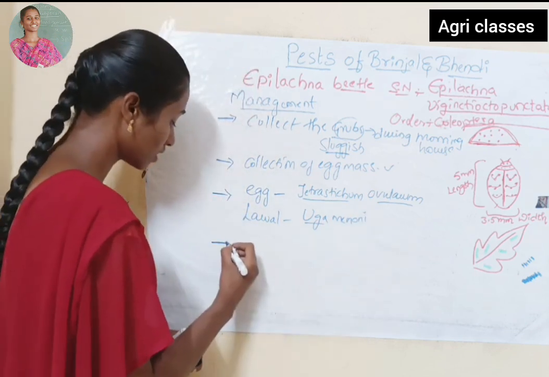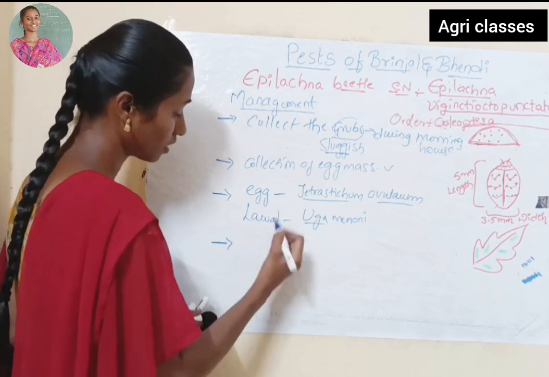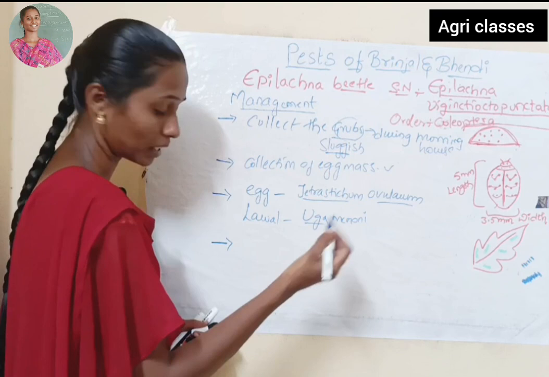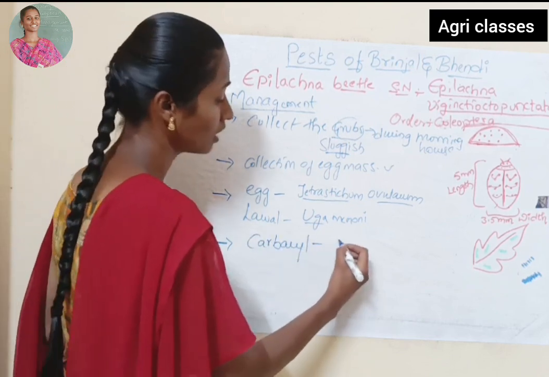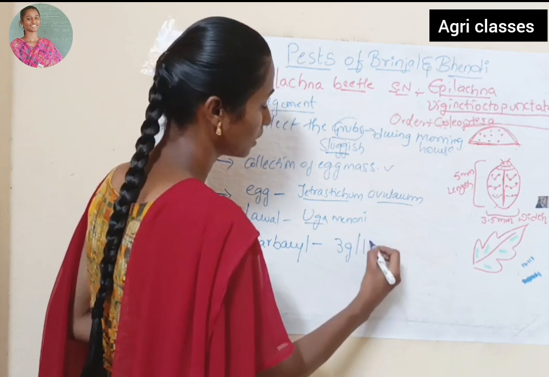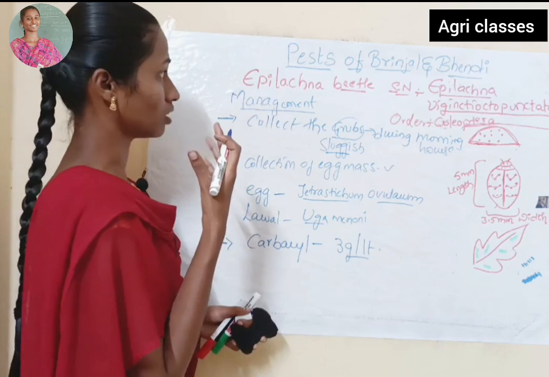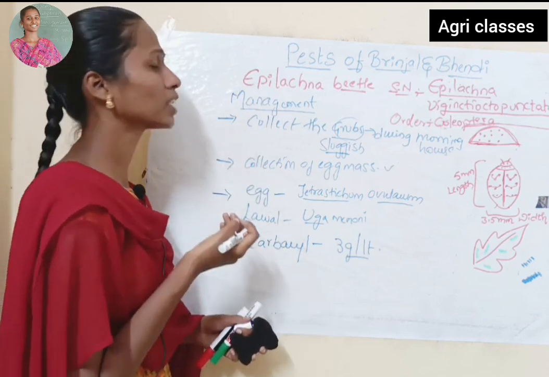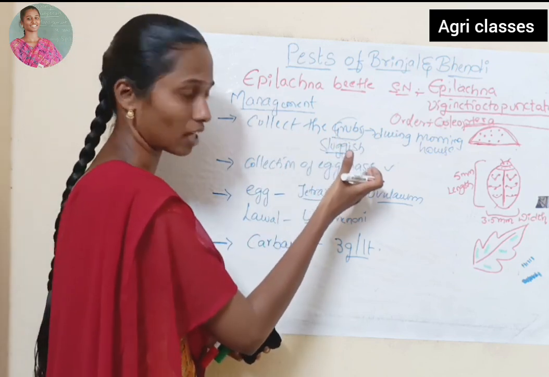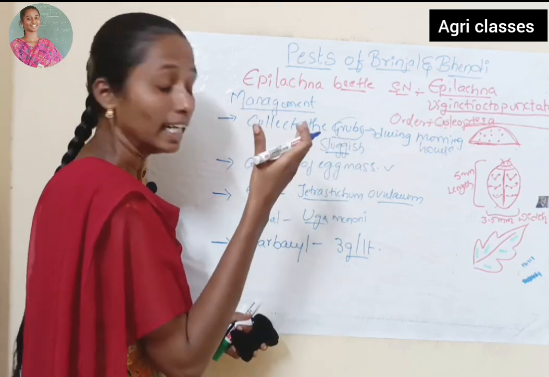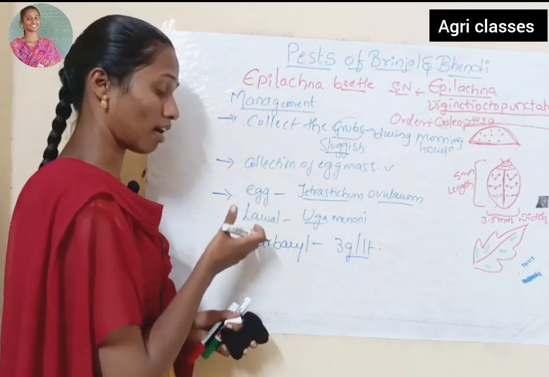And then next, we can go with chemical application, carbaryl. Spraying of carbaryl at the rate of 3 grams per liter water. Okay, so it will control the Epilachna beetle. So these are important management methods. So here first we should collect the larva during morning hours and collect the egg masses, or we can use the egg parasitoids or larval parasitoid.